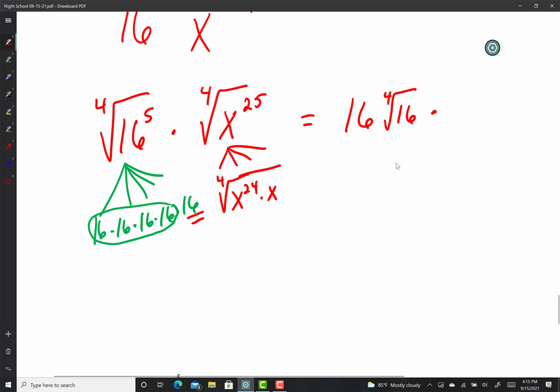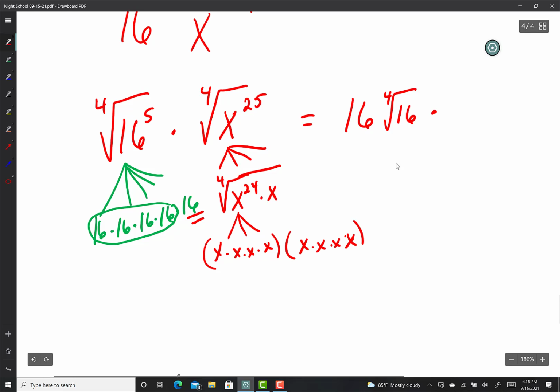Now, if I were to split this up into groups of 4, x times x times x times x, and I were to do it again, that's one group. X times x times x times x. There's another group. How many groups of 4 can I get?